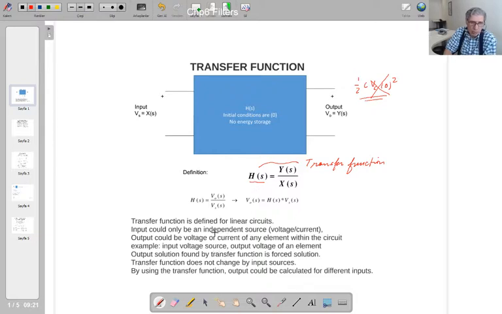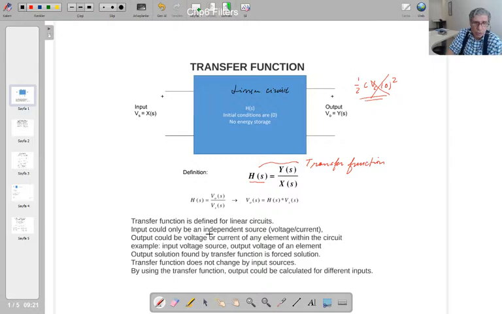So some of the properties of the transfer functions are listed here. That transfer function is defined for linear circuits. So the circuit should be linear. It is not written here, let me write it. Linear circuit. That means no nonlinear element included in this circuit. If there are nonlinear elements, it is not easy to define the transfer function.